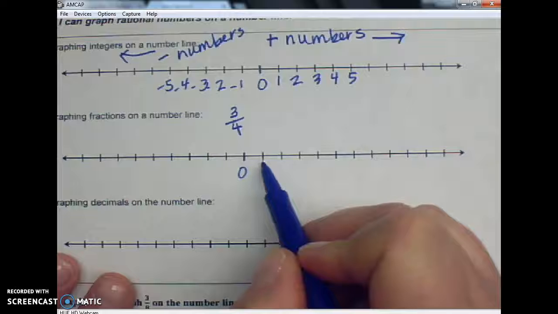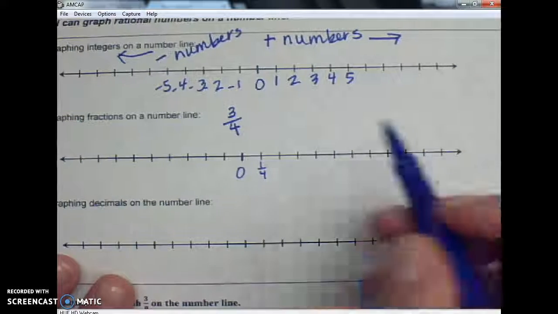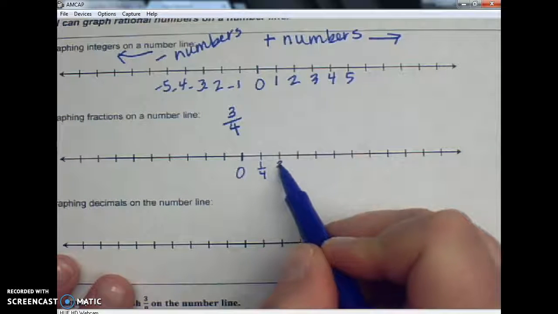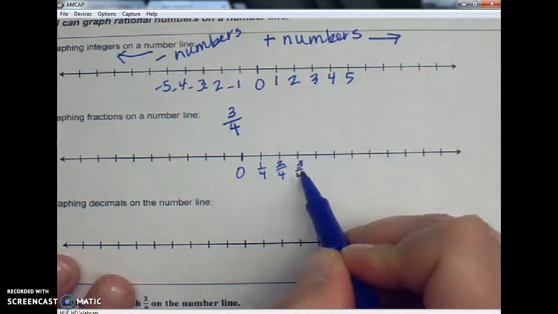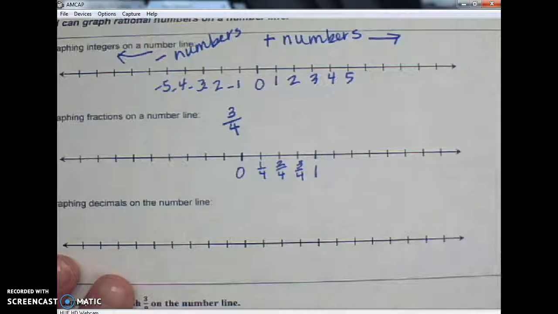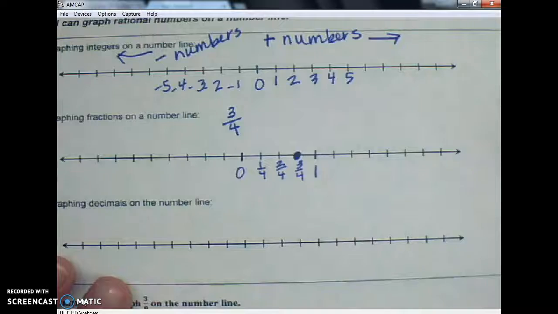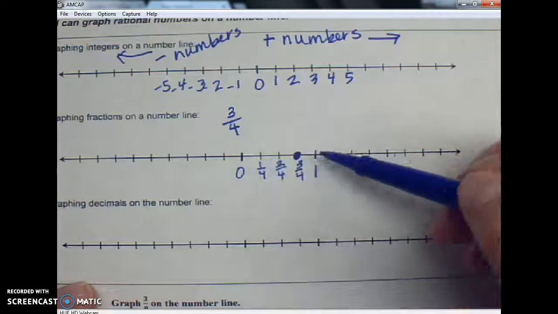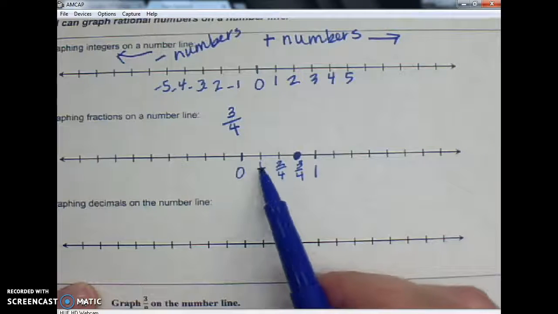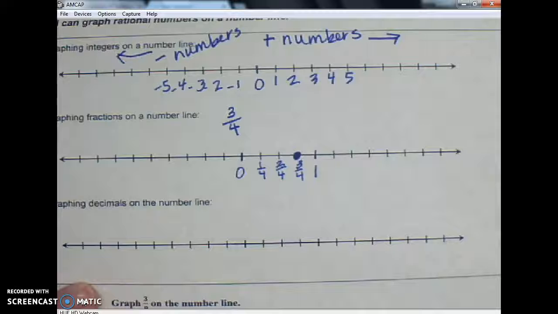So my very first line is going to be 1/4. My next line would be 2/4, 3/4, and 1 whole, because 4/4 is 1 whole. Then I can graph my 3/4 right there. Like I said earlier, the biggest thing is making sure that you know between what 2 whole numbers my fraction is. So 3/4 would be between 0 and 1. I'm going to count 1/4, 2/4, 3/4. There's my dot.